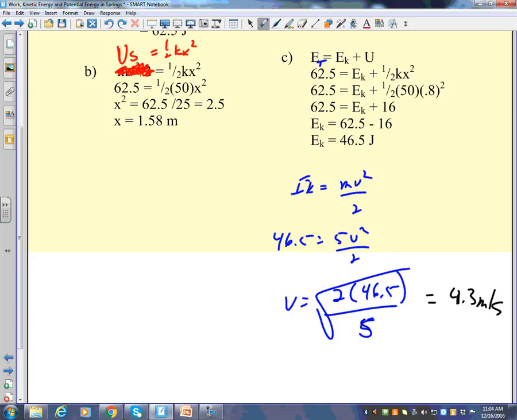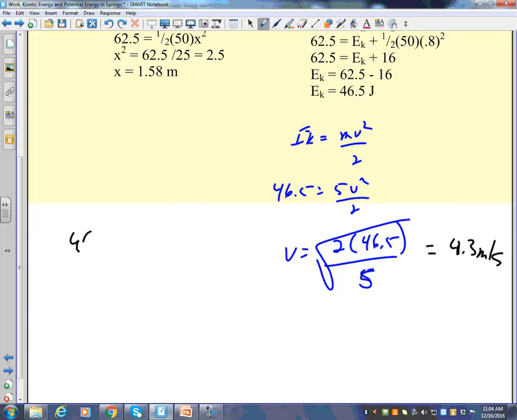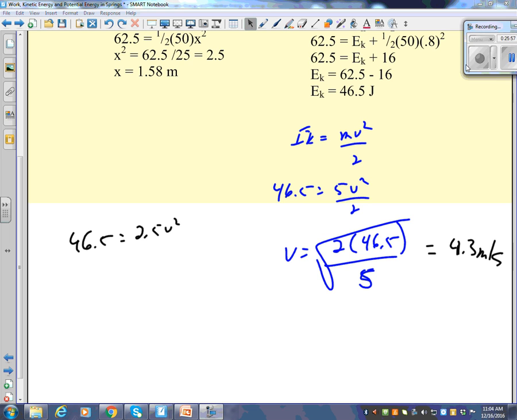Divided by 5, right? And yet some people might prefer this, Dan. 46.5. 5 divided by 2 is 2.5 v squared, right? I mean, it's all really the same, right? Okay, time for me to be quiet.